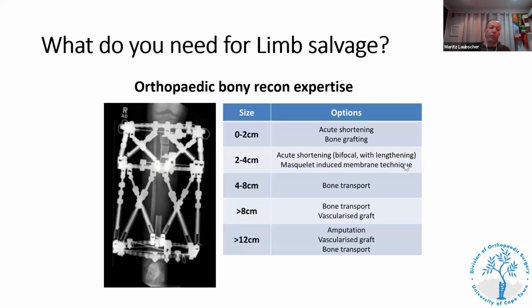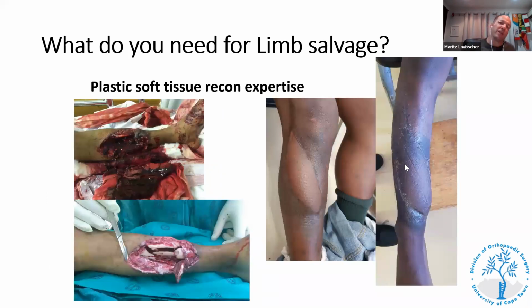So what do you need from an orthopedic point of view? Well, you need the expertise to manage bone defects. From a plastic point of view, you need the expertise to manage soft tissue defects, to successfully salvage these mangled extremities.